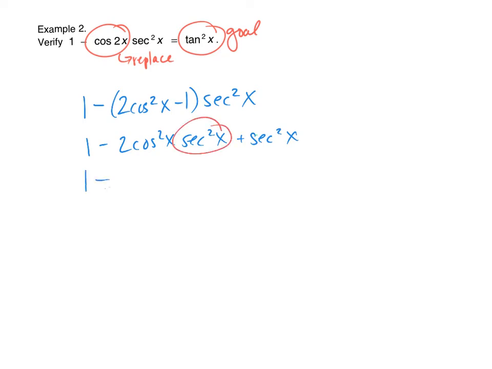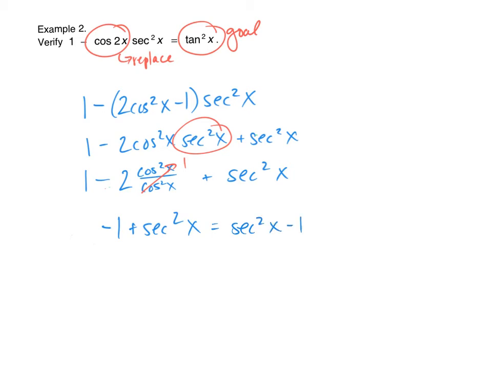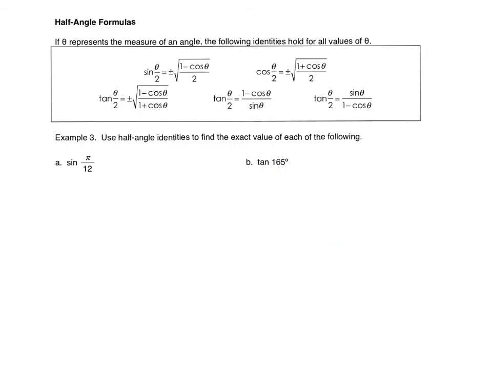1 minus secant squared x is 1 over cosine squared x, so this is 2 cosine squared x over cosine squared x, so that's going to go to 1. And then my final term is plus secant squared x, so this is 1 minus 2 is negative 1 plus secant squared x, which if I rearrange it becomes secant squared x minus 1, which you will recognize from our Pythagorean identities as tangent squared x, and we have verified our identity for the third time.